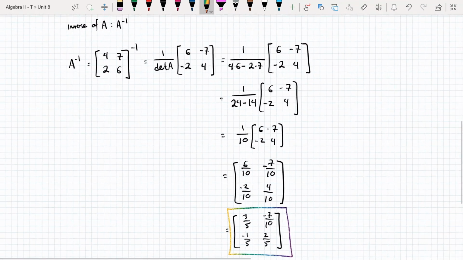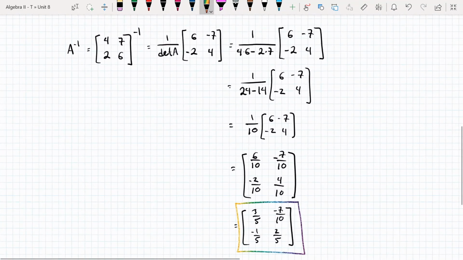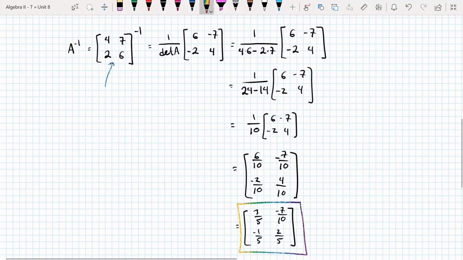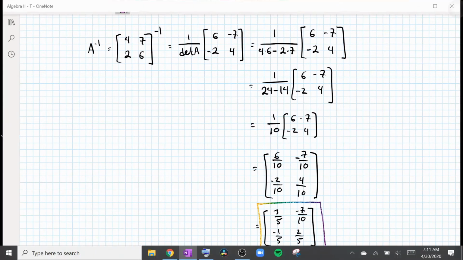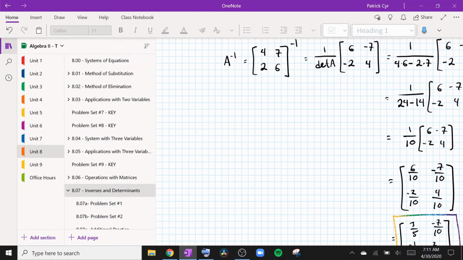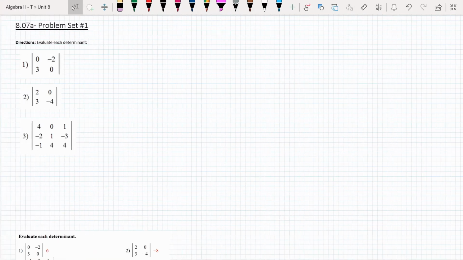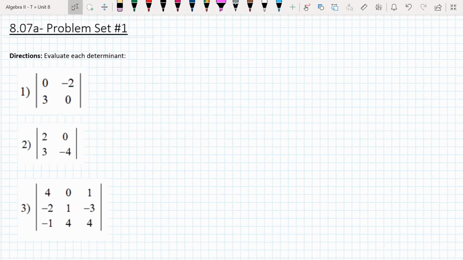So this is the inverse. It doesn't really look like it would be the inverse, but this is actually the inverse of this matrix. And we're going to talk about how we can use the inverse to answer questions associated with systems of equations next lesson, and the lesson after. Okay, so practice. Let's start. We're going to do 2 problem sets. The first is finding the determinant, and then the second one will be finding the inverse of a 2x2 matrix. Okay, so determinant. Let's evaluate the determinant of these 3 matrices.